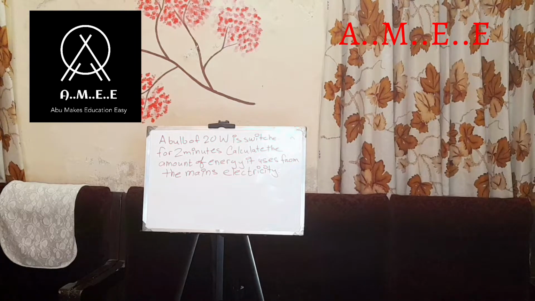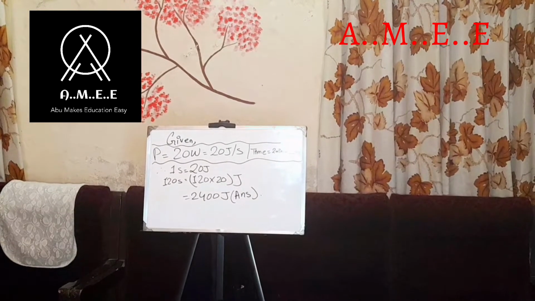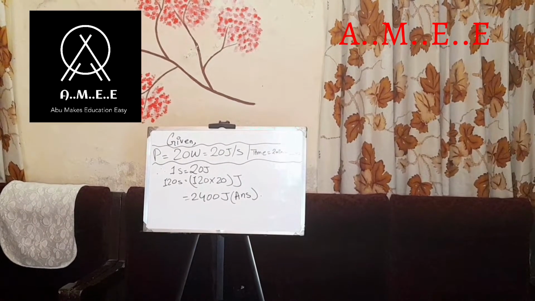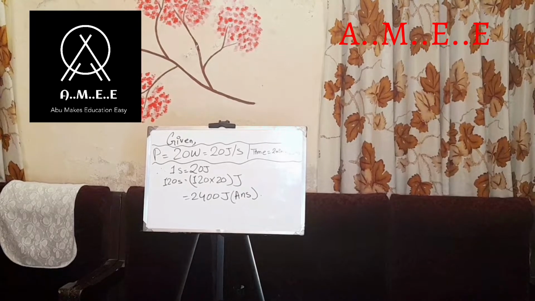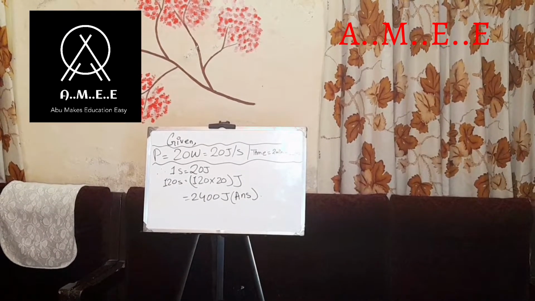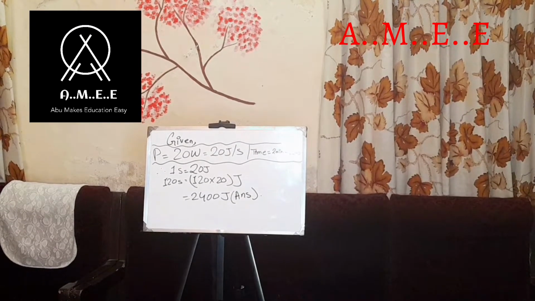I hope you guys have written the question. See here, I have shown you guys a detailed format of the answer or working of the question. The question was that a bulb of 20 volt is switched on for 2 minutes. Calculate the amount of energy it uses from the mains electricity.